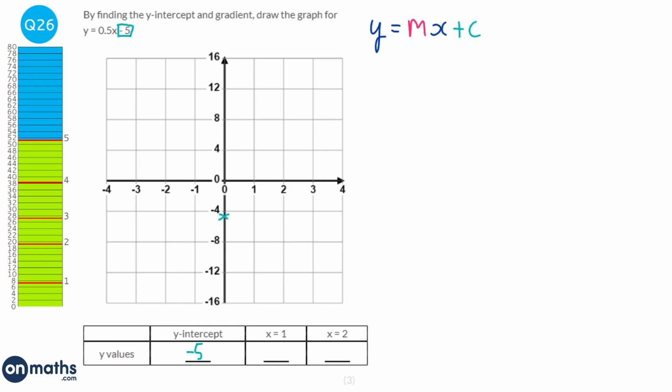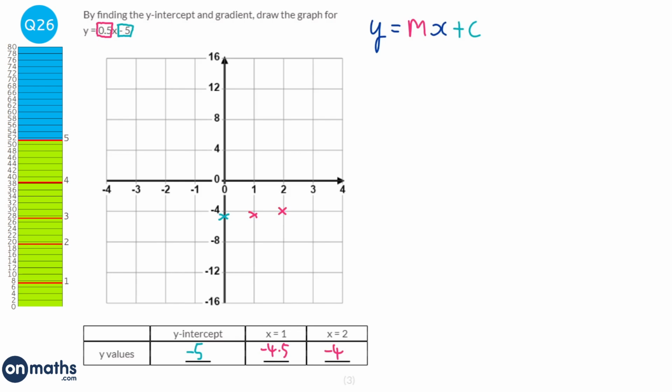And we need to find out what the gradient is. So the gradient is the number before the x, so it's half. So it means for every 1 it goes to the right, it's going to go up a half because it's positive. So the next coordinate will be at -4.5. It's gone up a half. And then the next coordinate will be -4. So it would be -4.5 and then -4.